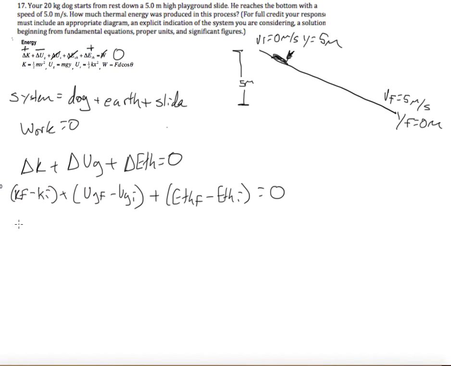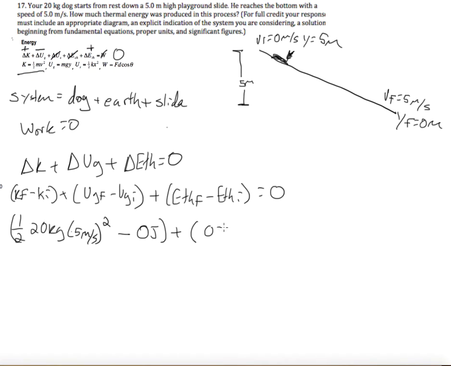So K final is going to be 1/2, 20 kilograms, times 5 meters per second, I'm going to square that. And that's coming from this right here. Minus K initial is going to be 0, because we're starting from rest. 0 joules.